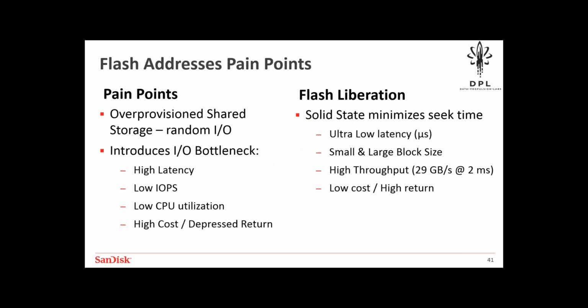Flash liberation, who wrote that? Solid state, SSD, Flash minimizes seek time. Very ultra low latency, down to as few as microseconds, and it works for small and large block size. High throughput, 29 gigs per second, at low latency. We have a solution I'll show you later. It happens to be SOFS, scale out file server architecture, where 96 disks produced over 40 gigabytes per second of sustained throughput. Just 96 SSD disks, 40 gigabytes per second of sustained throughput at low latency.